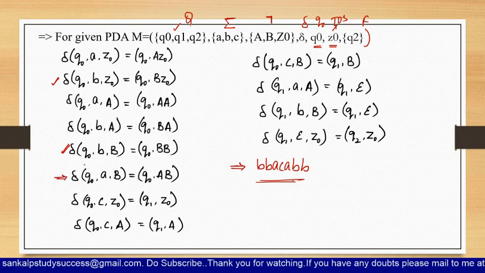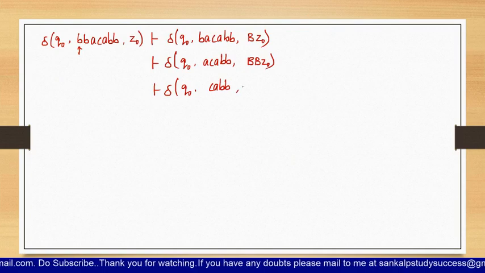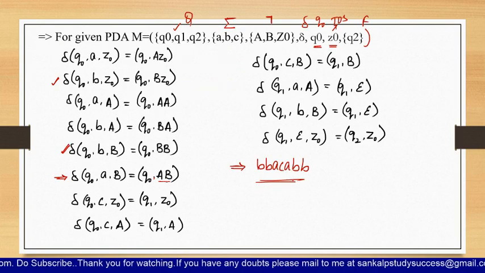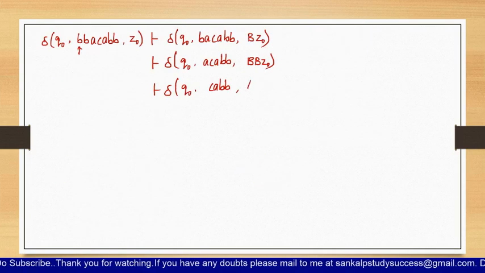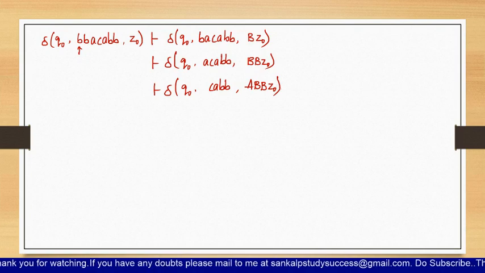For the transition function of Q0, A and B, here we are having Q0 comma AB, where A is the top of the stack. So Q0, and we are left with CABB. What is the top of the stack here? A. So let me write A here, because we are pushing an element A, so it becomes ABBZ0. You can also write a single A, there is no difference, but you need to remember the leftmost one is the top of the stack, not every element.